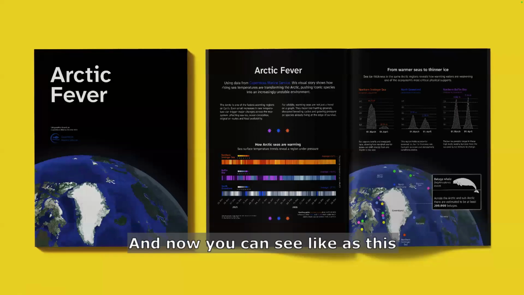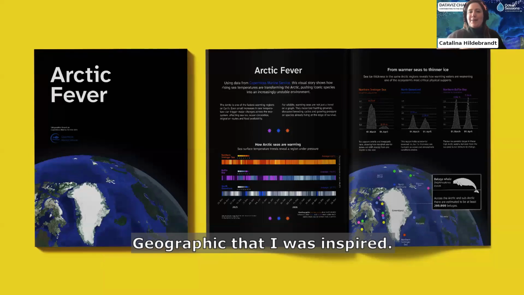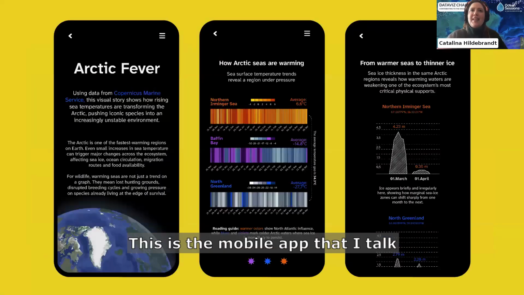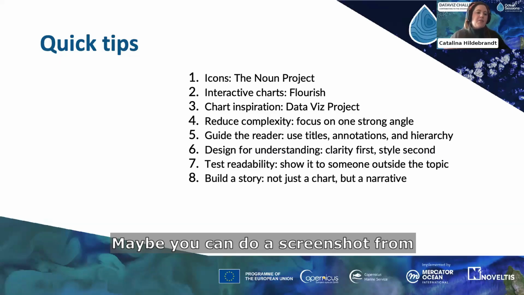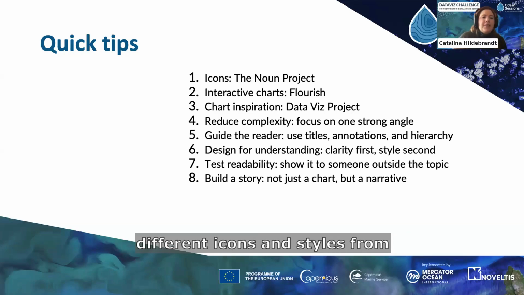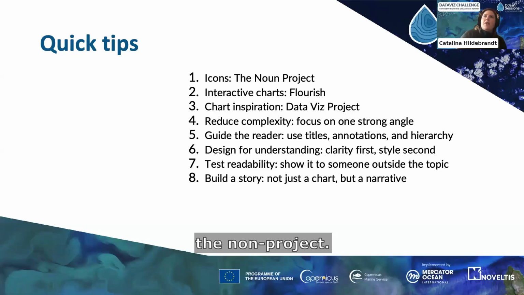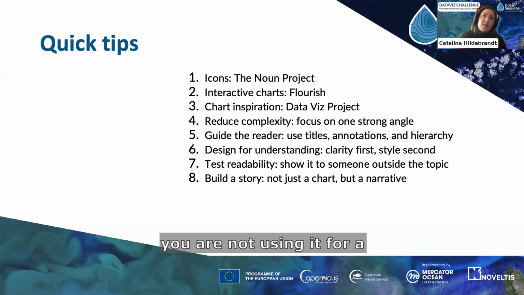Now you can see this magazine, kind of like National Geographic, that I was inspired by. This is the mobile app that I already talked about. I don't want to repeat things to not bother you. And these are the quick tips. Maybe you can take a screenshot of it. As I was saying before, for the icons, you can download many different icons and styles from the Noun Project. You have to create a session and download for free when you are not using them for a commercial purpose.